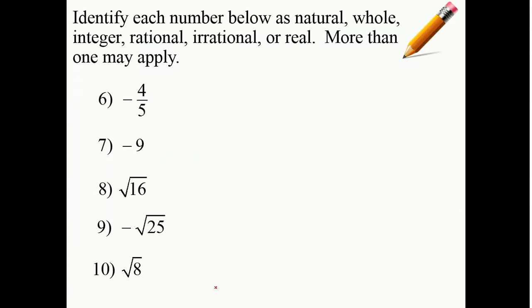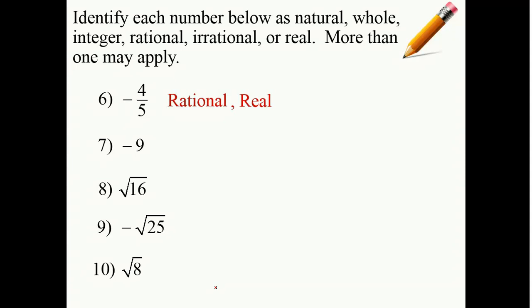So what we're going to do, we're going to identify each number below as a natural, a whole, an integer, rational, irrational, or real. Now, some of them may have almost all those answers. So what about negative 4/5? That one, let's think back. It's not a natural number. It's not a whole. It's not an integer. It's got to start at a rational. And then everything's real. So it's rational and a real.